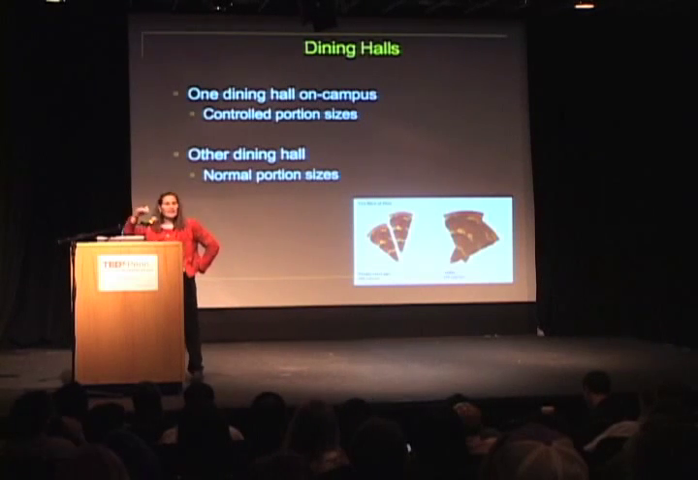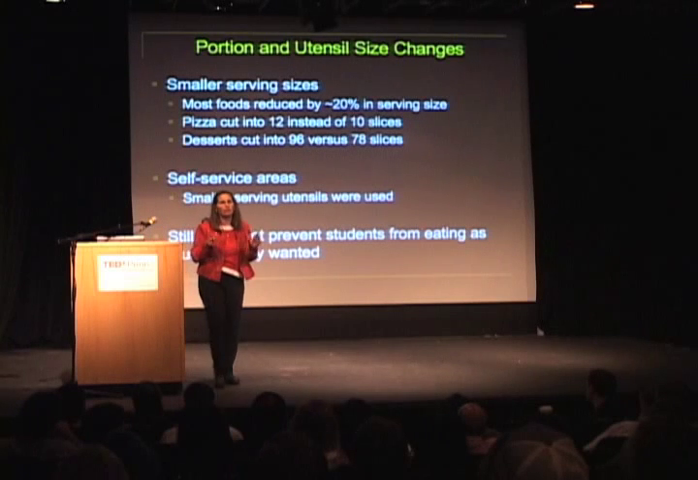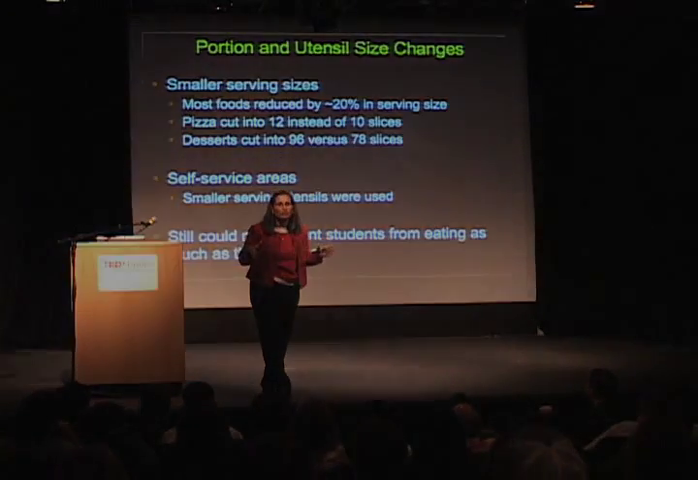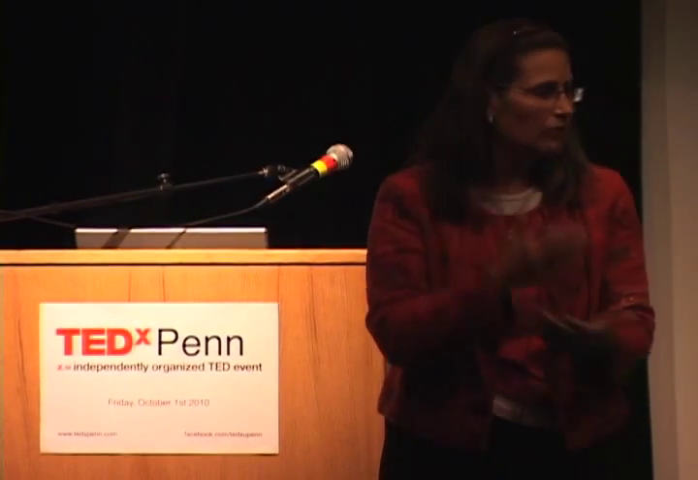In one dining hall we controlled their portion sizes, and in the other we kept them the same. Basically, portion sizes were about 20% reduced. But what was interesting was when we met with the dining hall folks, I asked, could the staff cut this to this and make this to this? And they said, Stella, you know what? They're used to cutting these pizzas and these sheet cakes, et cetera, for thousands of people every day. And if we make them change to an odd number, they're not going to do it.